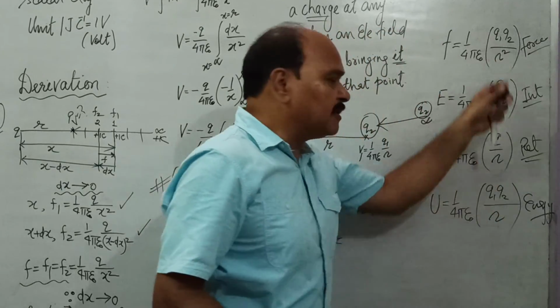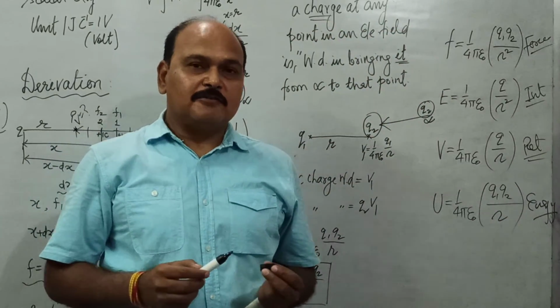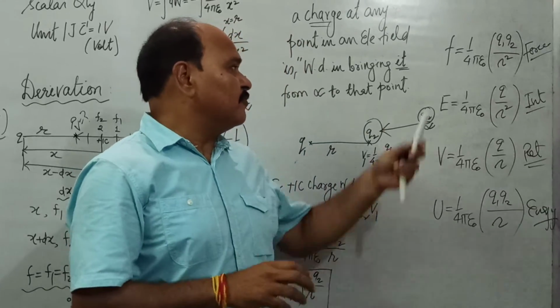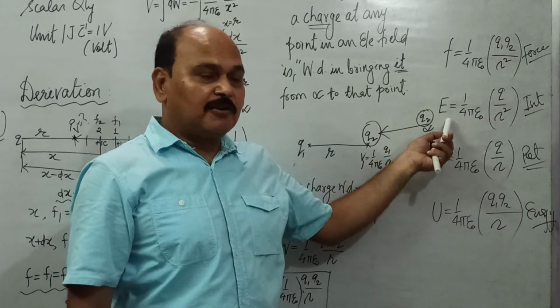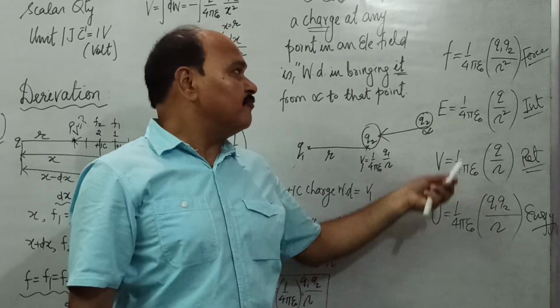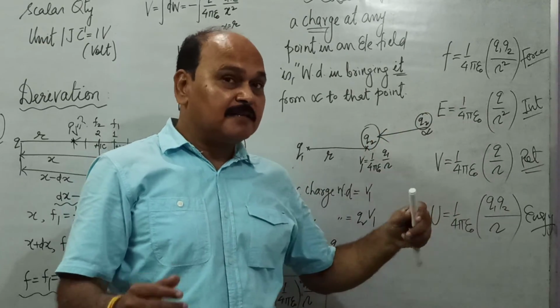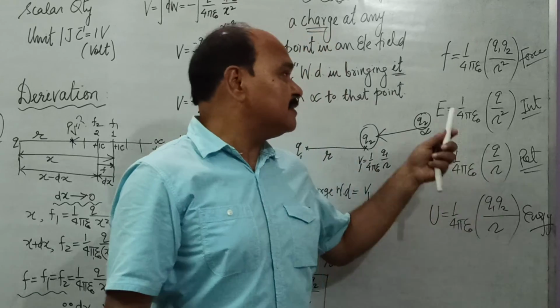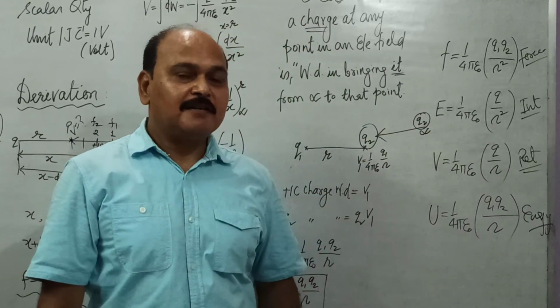So see, if you write all these formulas all together, you see the difference. Force and electric field intensity, they are vector quantities, and both these quantities are what? Scalar quantities. Force and energy, they are charge function, whereas intensity and potential are point function.